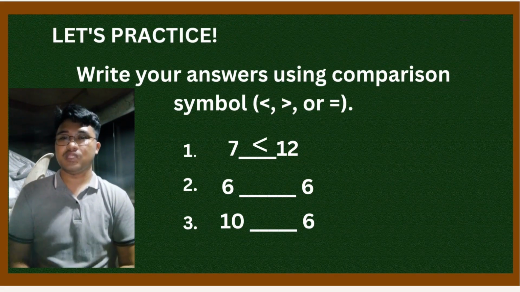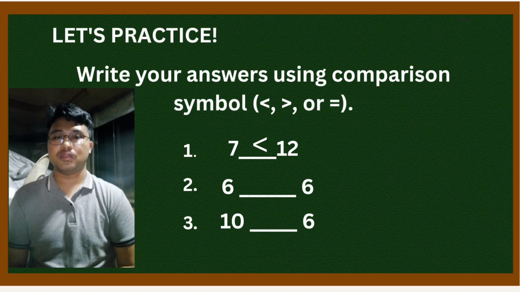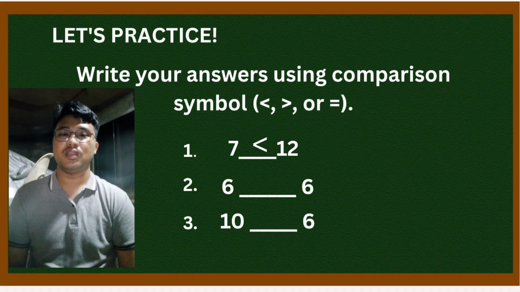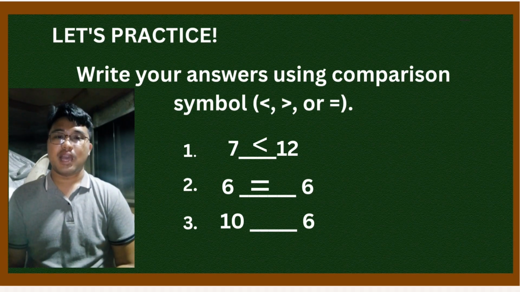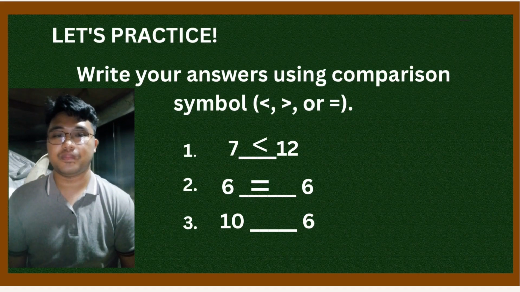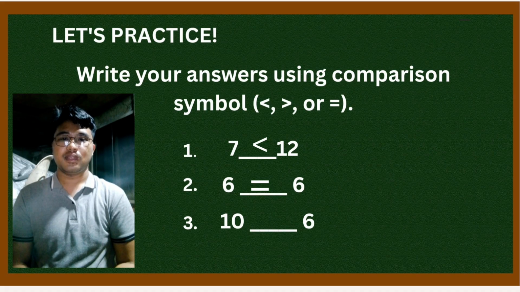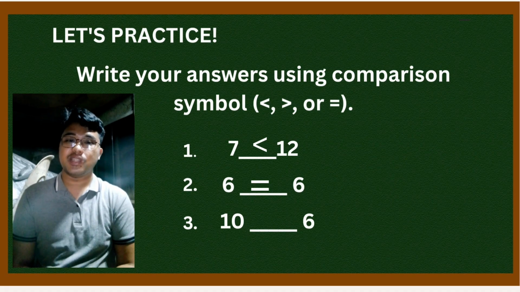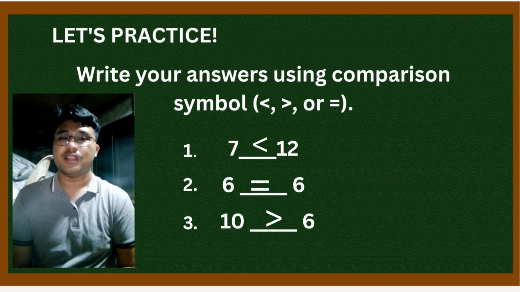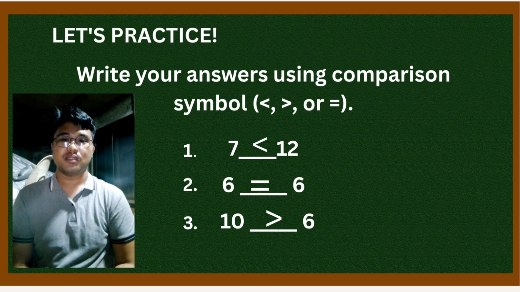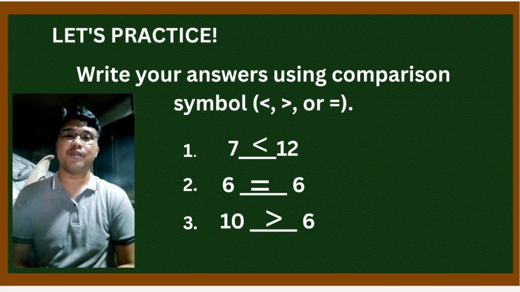Okay, let's proceed to number 2. What is the answer in number 2? Okay, very good. The answer is equals because both sides have the same value. What is the answer of number 3? Yes, correct. The answer is greater than because number 10 is greater than 6. So who got the perfect score? Let's give a clap for ourselves.